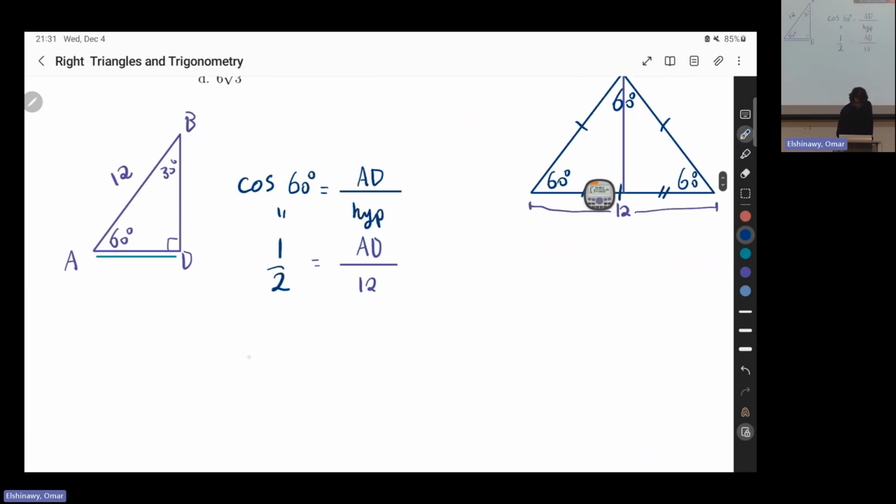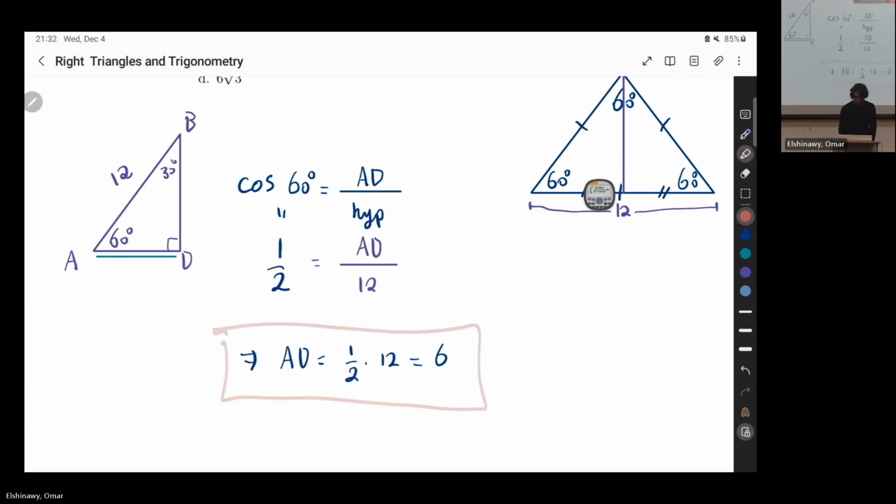So AD is just half times 12, which is 6, right? Quick maths. That's another way you might obtain the answer.